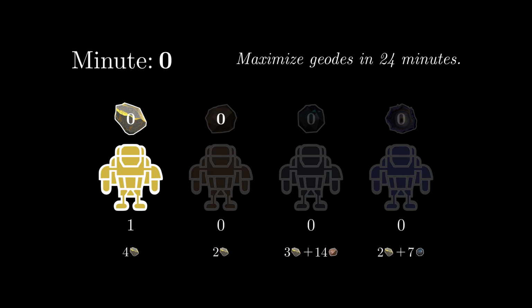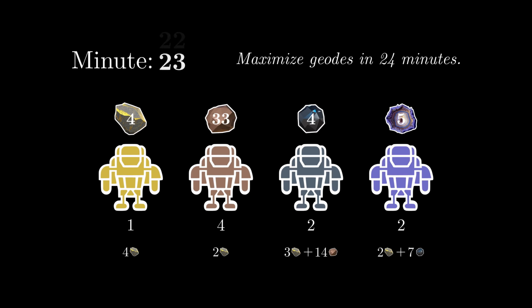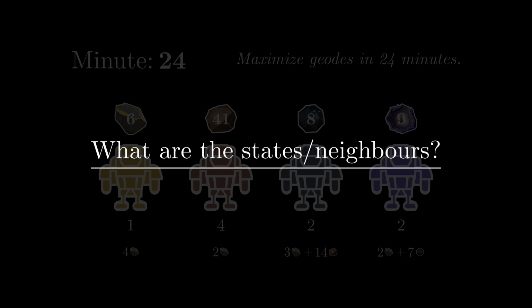For these costs of the robots, here is the optimal solution. As you can see, the maximum number of geodes is 9. Pause here and think of what the states are and how to get from one to another.